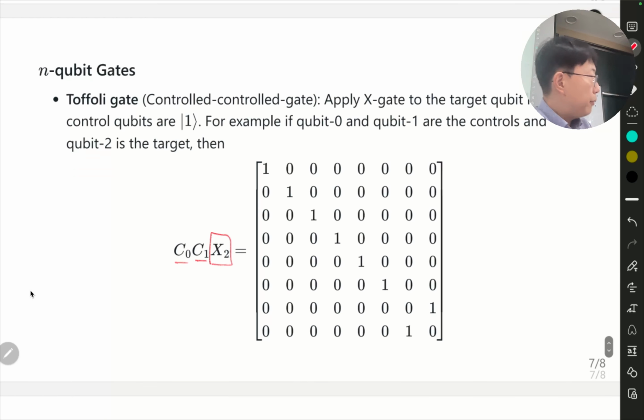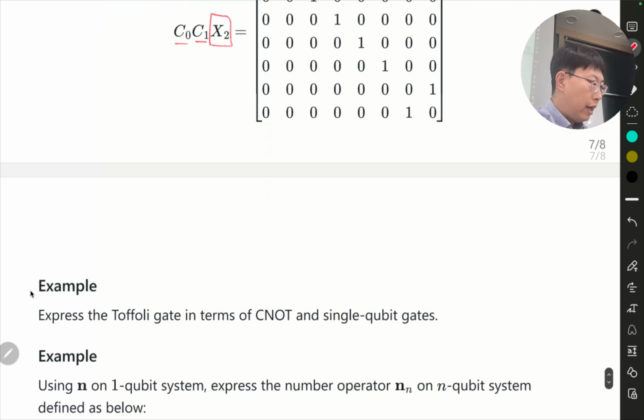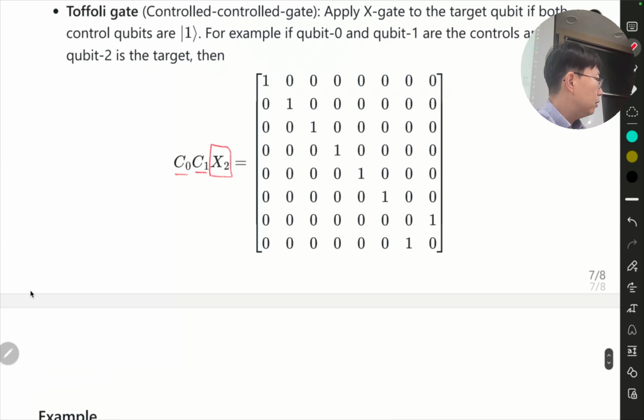So if you want to represent it in matrix form, now it's a 3-qubit gate, so it acts on 8-dimensional vector space. So it can be represented as an 8 by 8 matrix like this. And there is an easier way to represent this in terms of number operator. So that's your task today, to find out how you can represent your Toffoli gate, like C0, C1, X2, in terms of linear combination of number operator or the X and Y and Z gates.